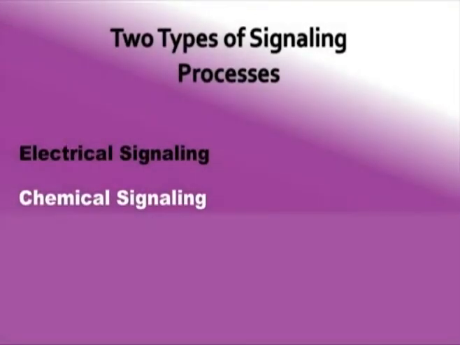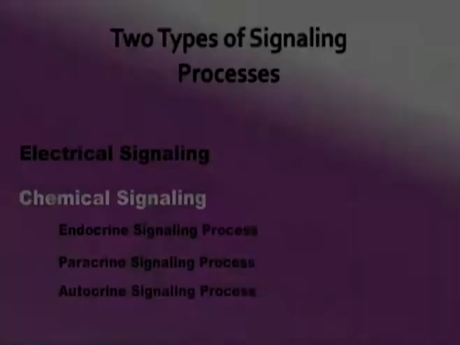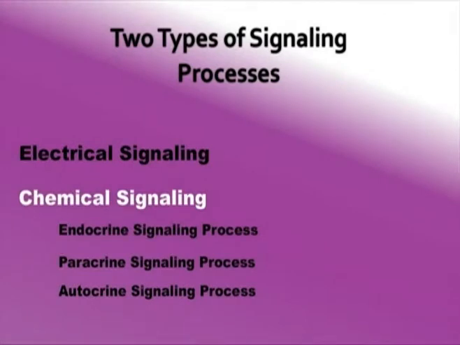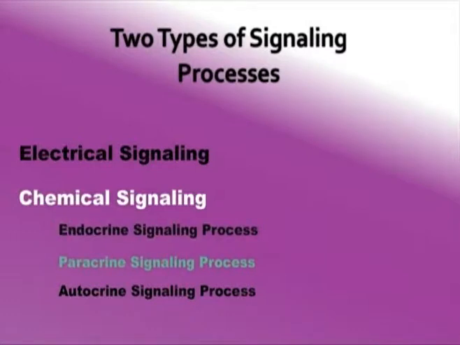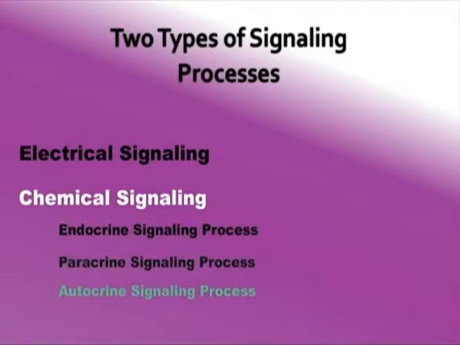Chemical signaling is relatively slower because the synaptic delay is due to the time necessary for the transmitter to be released from presynaptic membrane along the cleft to postsynaptic membrane. There are three different types of chemical signaling, namely endocrine signaling process, paracrine signaling process, and autocrine signaling process.